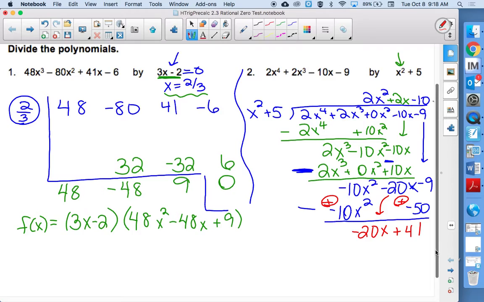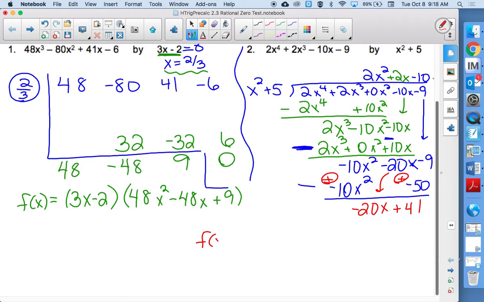So when you write this solution, it has a remainder. We divided with x squared plus 5. Our quotient is 2x squared plus 2x minus 10. And then the remainder is negative 20x plus 41. You could factor a 2 out here if you wanted to. You could pull a 2 out and write it in front, but it doesn't factor any further, so it's not necessary to do that. Any questions on either form, synthetic or long division?